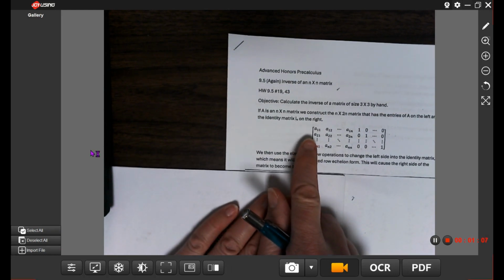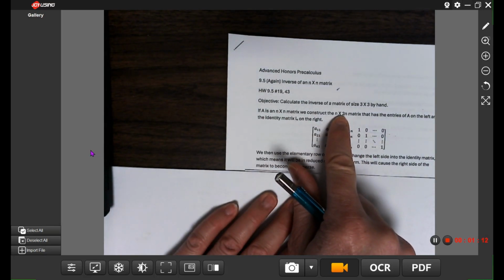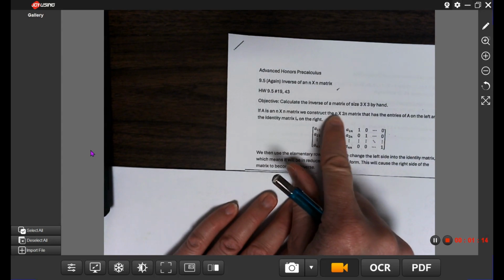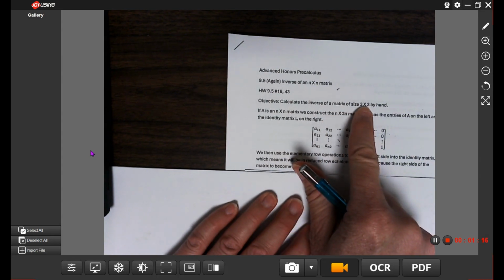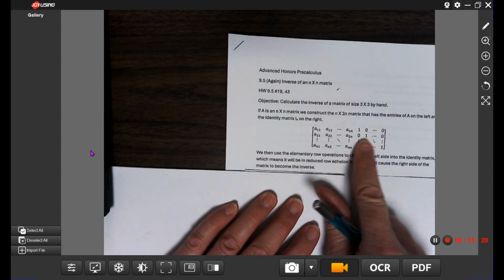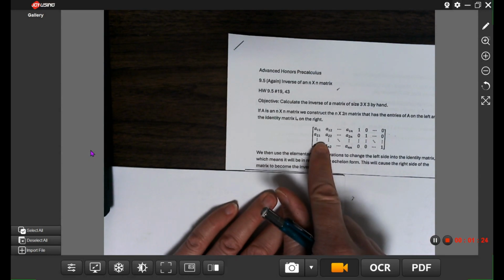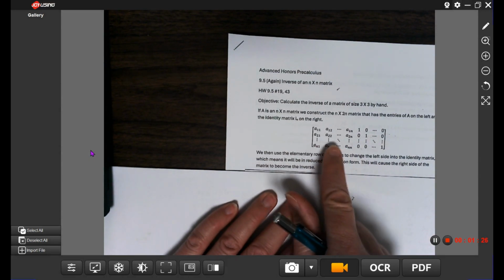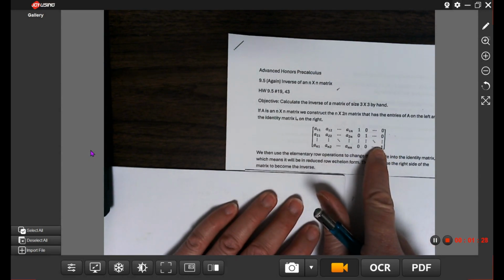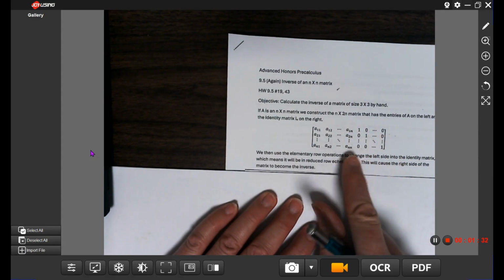So the first thing we do is we construct a matrix that's wider than the original matrix. So our original is going to be 3 by 3, and then we're going to make it twice as wide. So we add extra columns on the right, and the left hand side is going to be the original matrix, and the right hand side is going to be the identity of the same size. So there will be ones on the diagonal and zeros above and below.